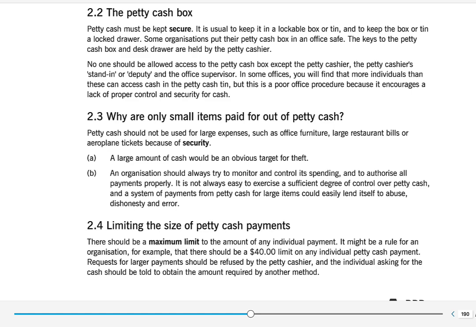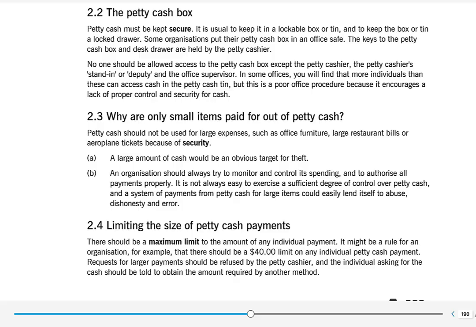Quick summary for students. Let us summarize Lesson 2.2 in a simple way. The petty cash box holds petty cash notes and coins. The petty cash box must be lockable. It should be kept in a locked drawer or cabinet. The petty cashier should control the keys. Only the petty cashier, and maybe a deputy, should access it. Allowing many people to access petty cash is a poor procedure.